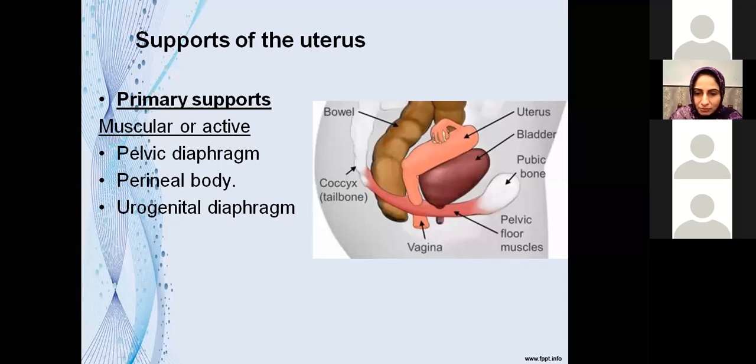Can you please tell me what is the most common reason that females' pelvic muscles weaken? Due to prolonged labor? Okay, very good. It's not multiparity, yes. It's not just prolonged labor.